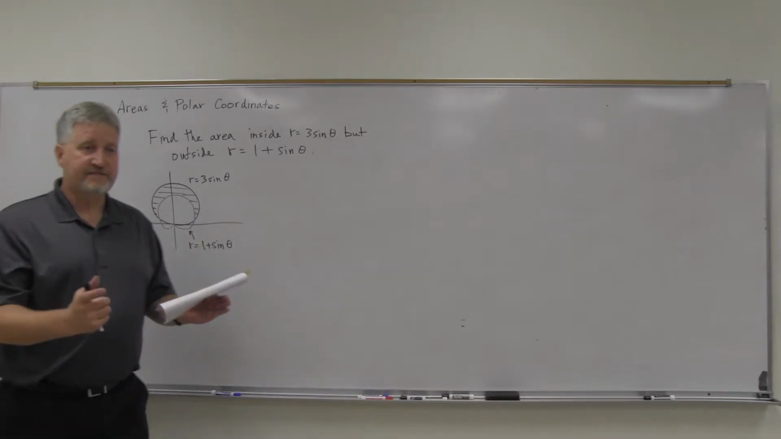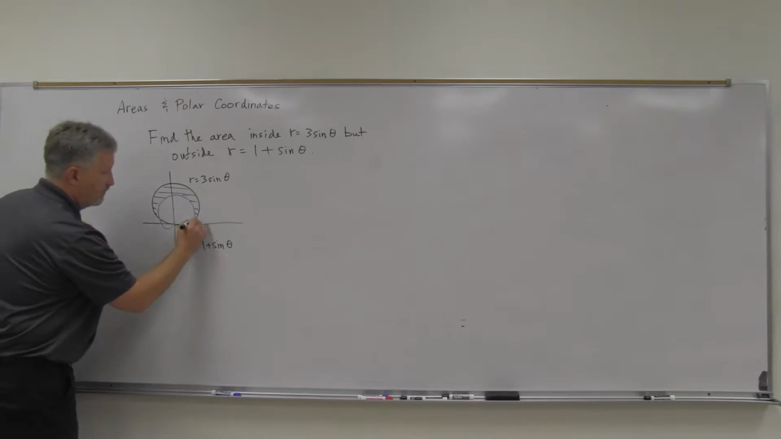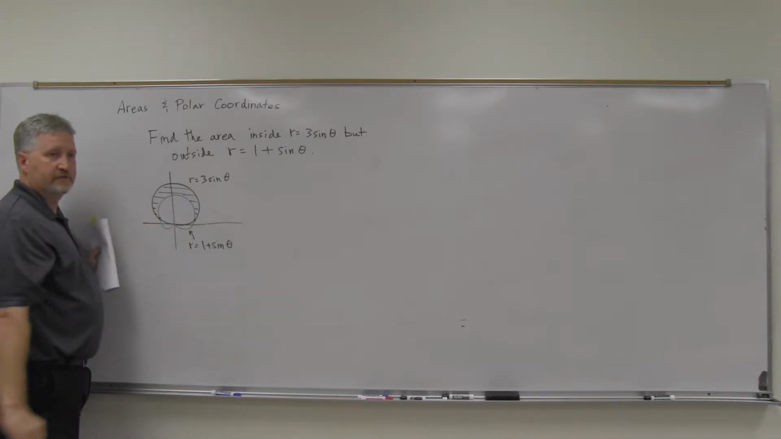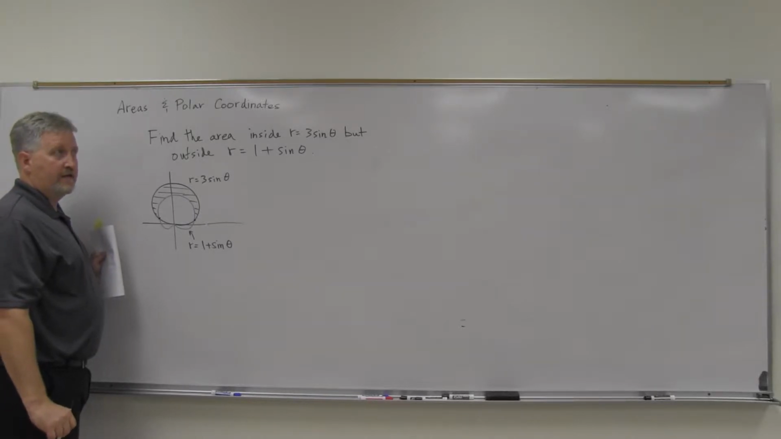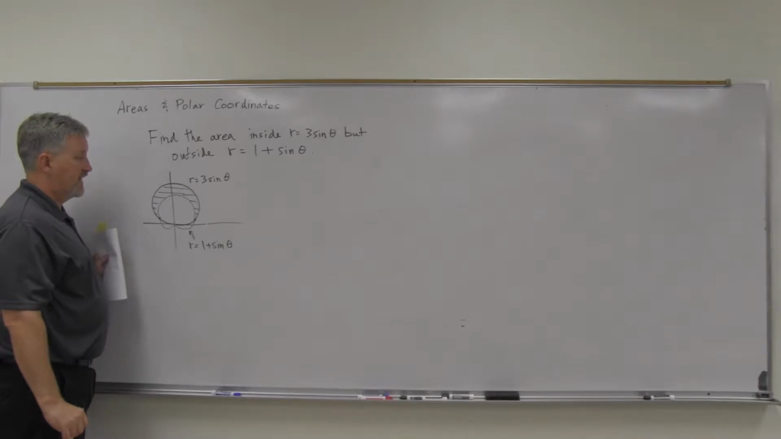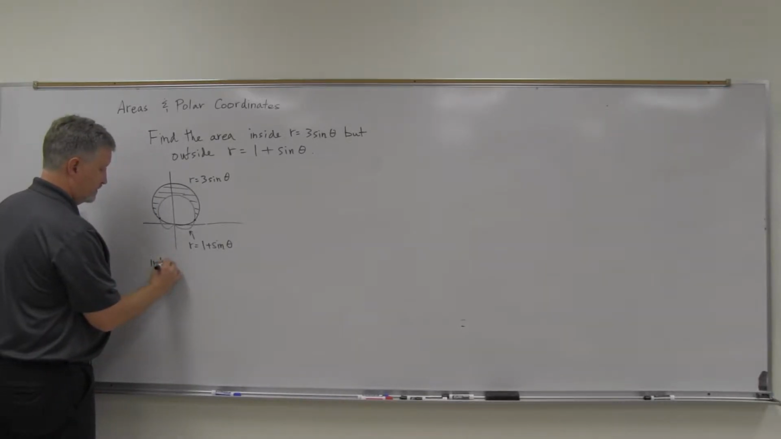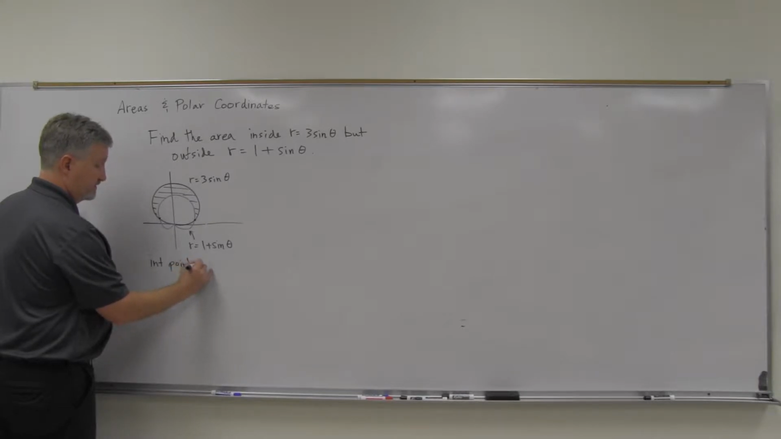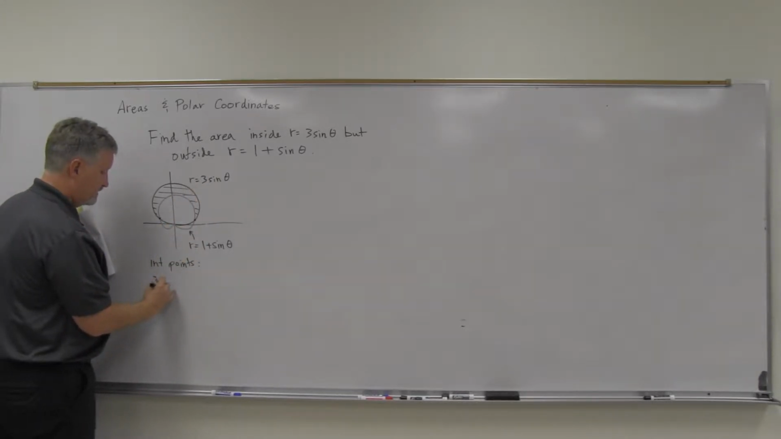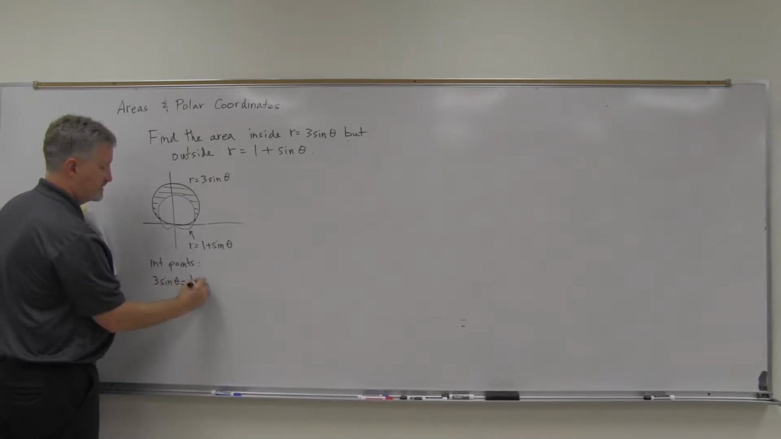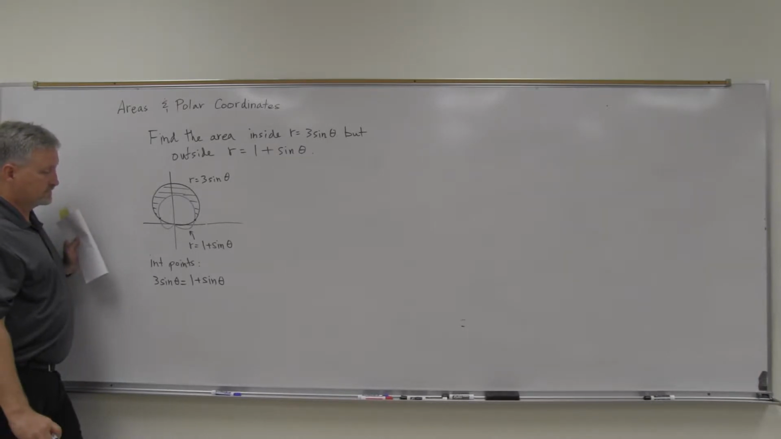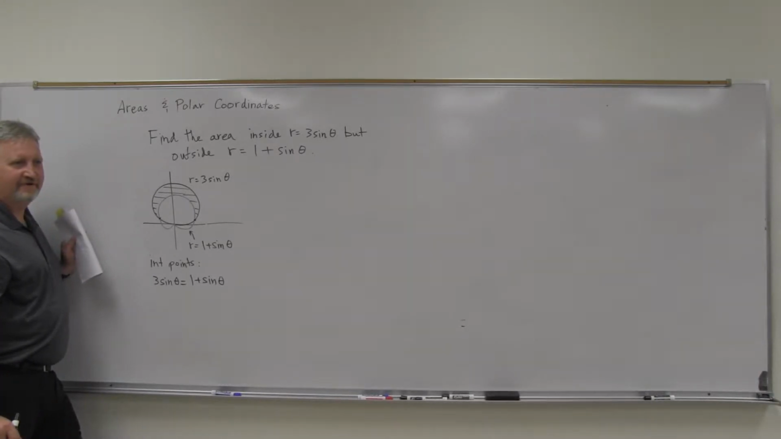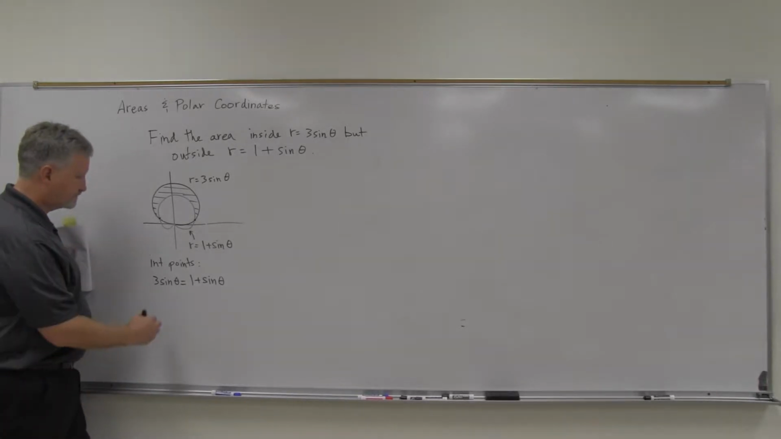What this hinges on are these intersection points. How do I get the intersection points? I set the two things equal, right? 3 sine theta equals 1 plus sine theta. You can get some tough little equations, but I think they're usually pretty nice about them.